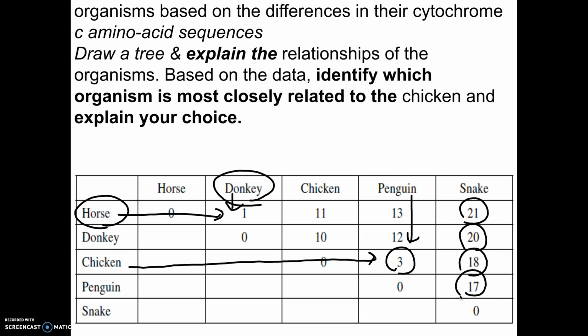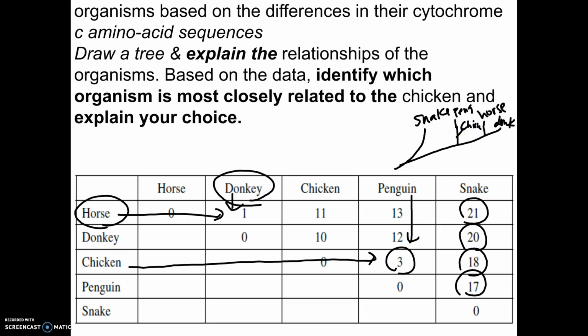So this one's a little weird, but that year on the AP exam, they asked you to draw a tree. It could be any tree. All you really had to do was something like this. The snake would be not very closely related. The horse and the donkey would be very closely related because they only had one amino acid difference. And then the penguin and the chicken would be somewhere in here. Penguin and the chicken. It literally could look anything like that.